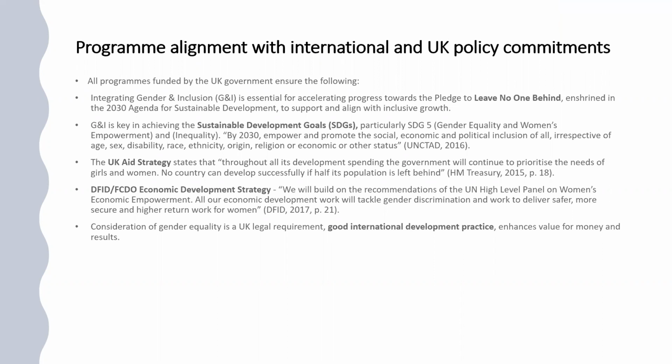Okay. So it's really important for us that we're in line with government policies. When we mean gender inclusion, we mean age, sex, disability, race, ethnicity, origins, religion, anyone that's included within the economy. The third point is the UK aid strategy. It states that throughout all of its development spending, the government will continue to prioritise the needs of girls and women. So no country can develop successfully if half of the population is left behind. And that's according to the British government, the HM Treasury document in 2015.